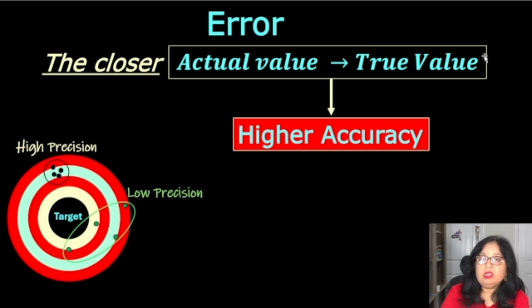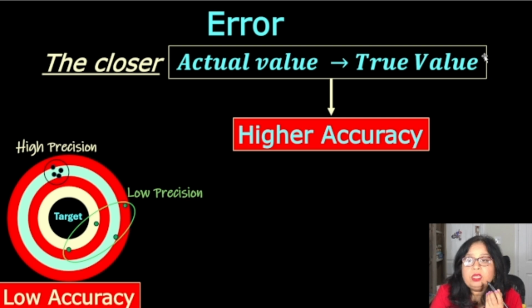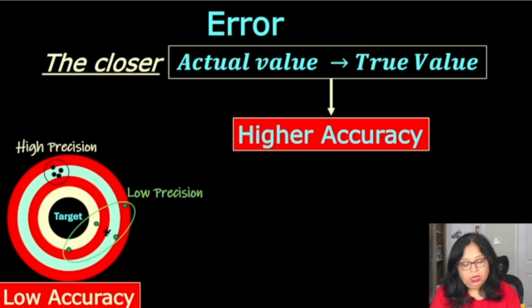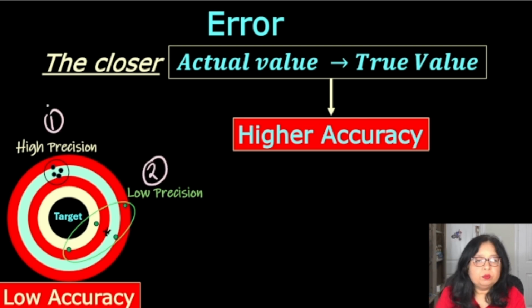Back to the same example. In the case where you have high precision, the individual darts are far from the target, so your accuracy is low. And even in the case of green darts, if you take the average of these green darts, where do you think the average is going to lie? I say the average will be somewhere around here. And even this is quite a long way from the target, so you have low accuracy in both of these cases, 1 and 2.